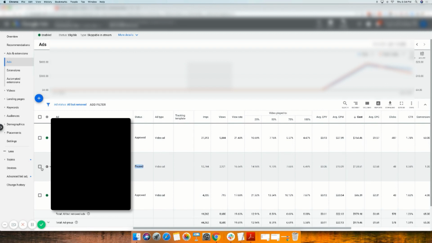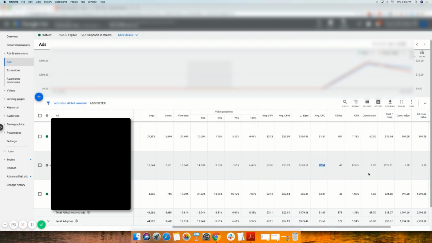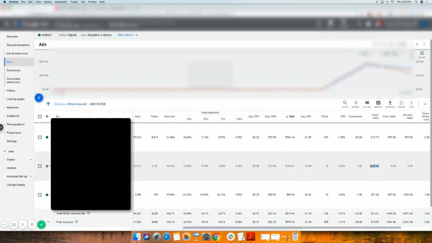Okay. And the thing about this one that's paused is it had the worst view rate. It had the best CPM. So it's like half the price on the CPM. But the view rate wasn't that great. And you can see cost per click, it was the highest. Now, again, I haven't spent a lot, but I only got one conversion on that. That was $128. So way out of whack.